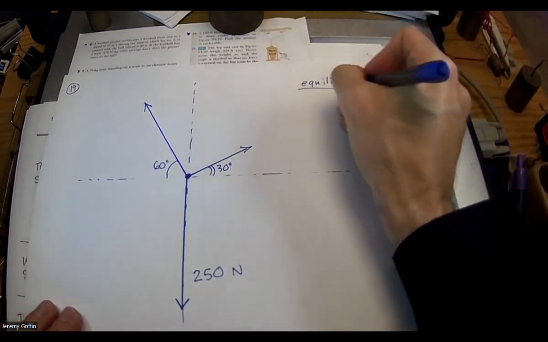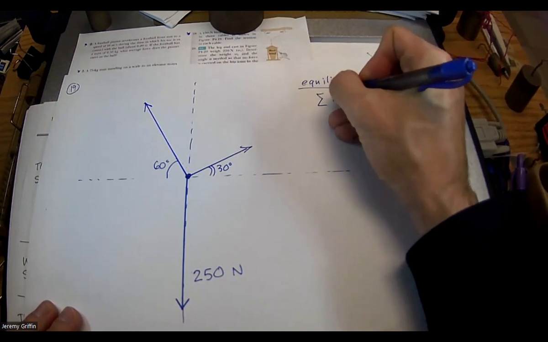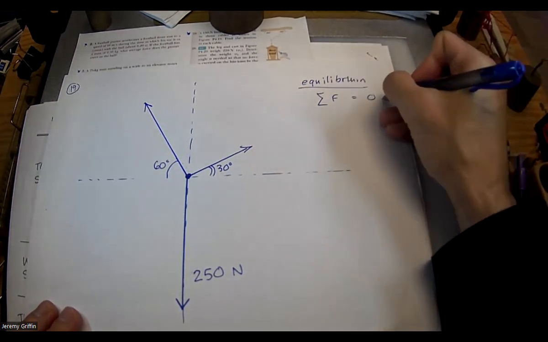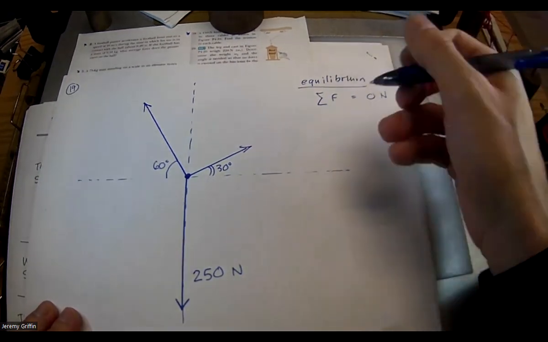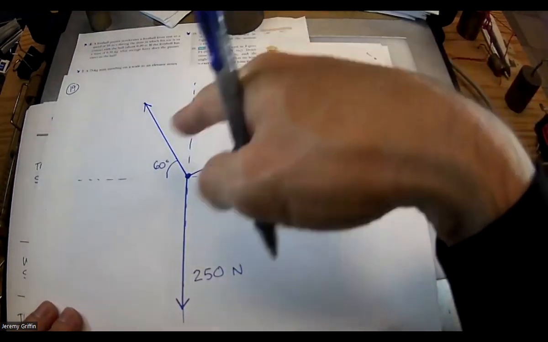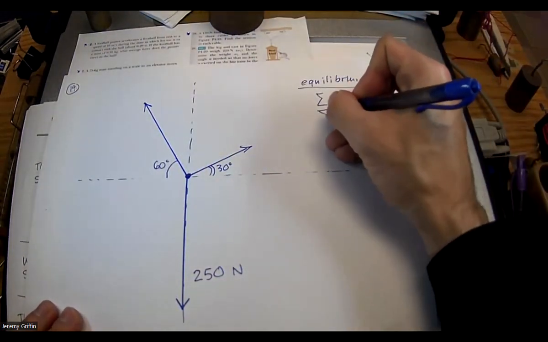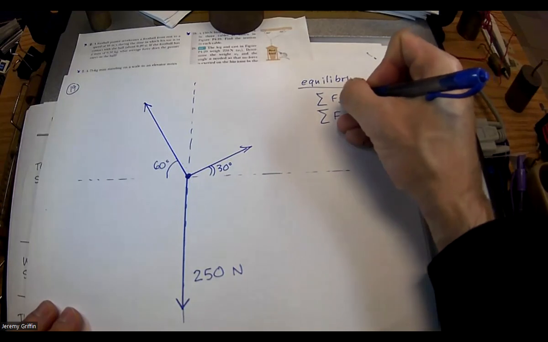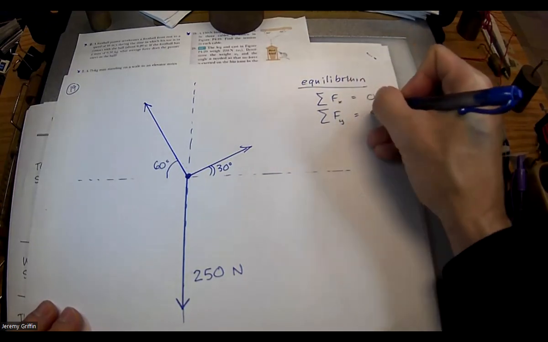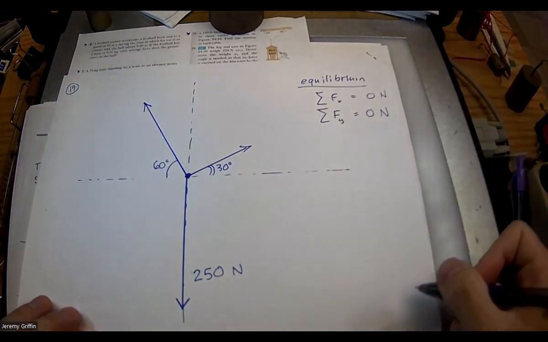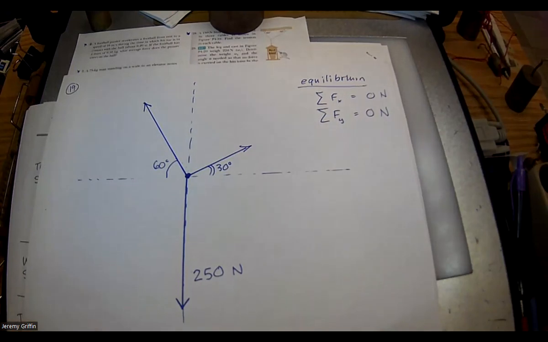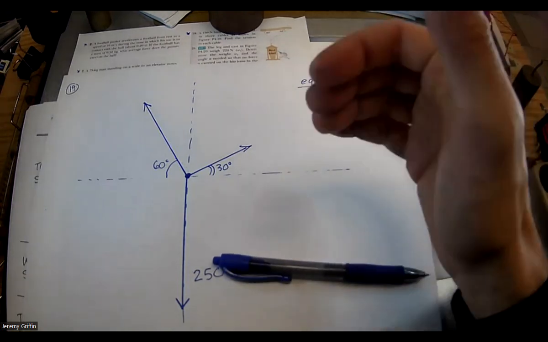For us right now, that means that the sum of the forces is equal to 0 newtons, right? And then, well, we've got 2 dimensions. We've got vertical and horizontal. So I'll modify this a little bit by saying the sum of the forces in the x direction and the sum of the forces in the y direction are each 0, right? And then later on, probably closer to December, January, we're going to add one more condition for equilibrium, which is that the sum of the torque is equal to 0.